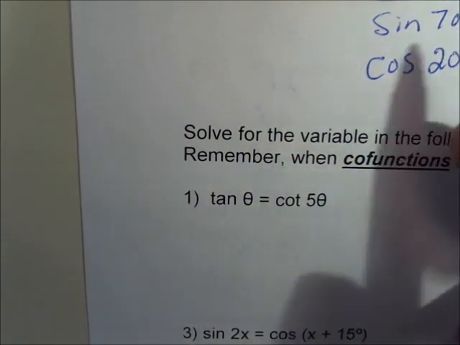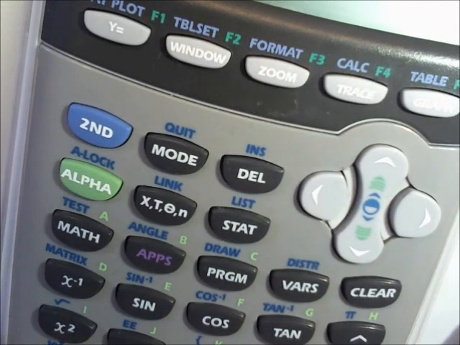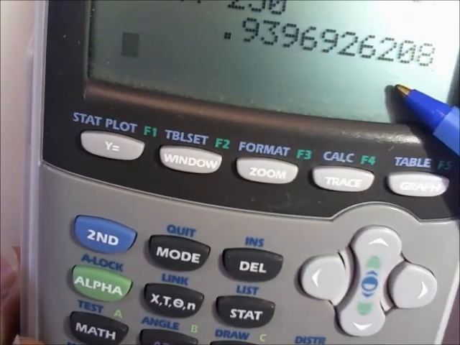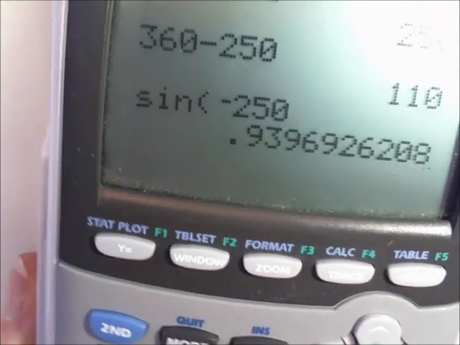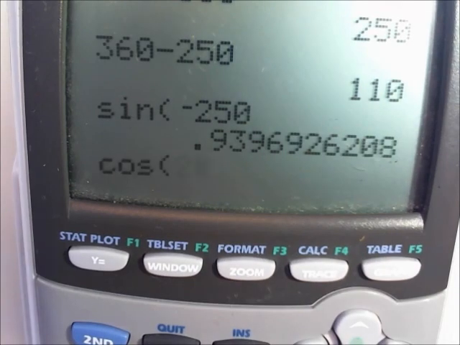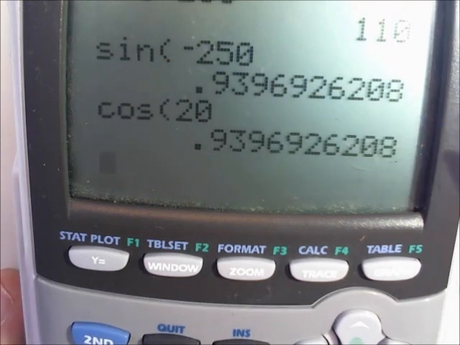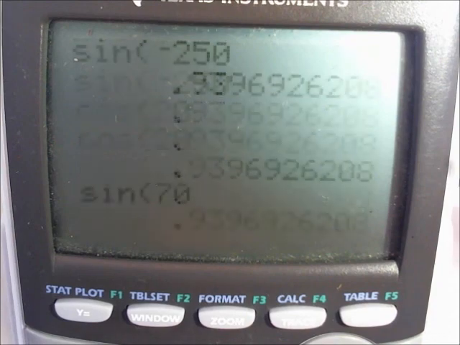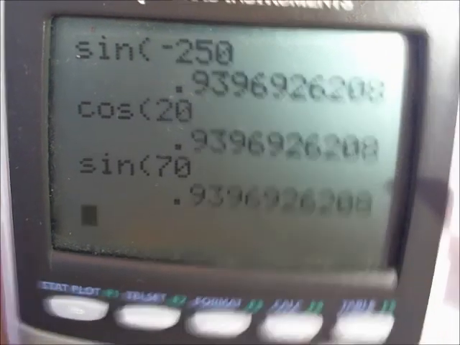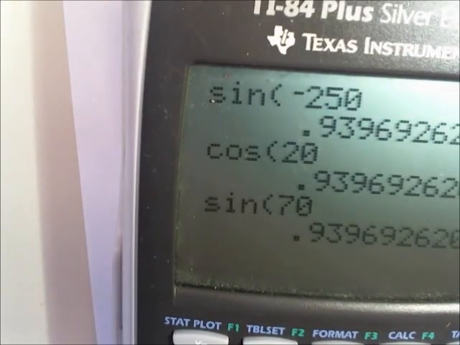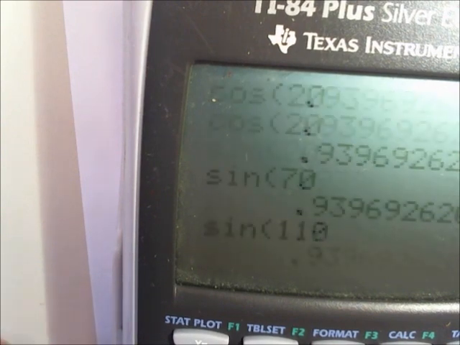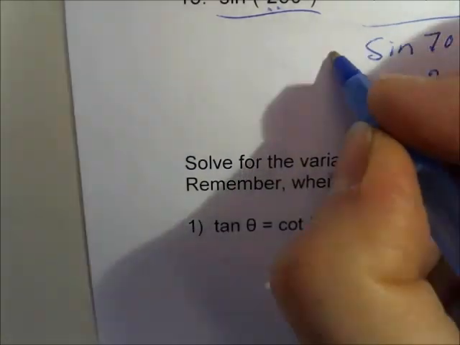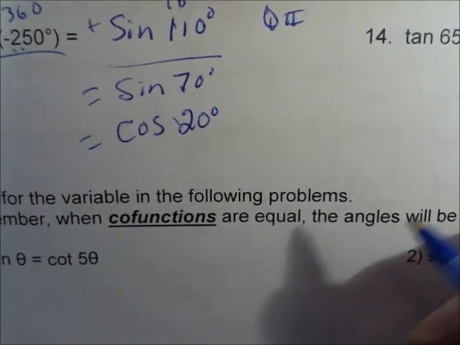This is quick to check. Let's check this on our calculator. The sine of negative 250 is that number. And hopefully that's the same thing as the cosine of 20. Yep, same exact thing, which is the same thing as the sine of 70, which is the same thing as the sine of 110. They're all the same. And then 650.